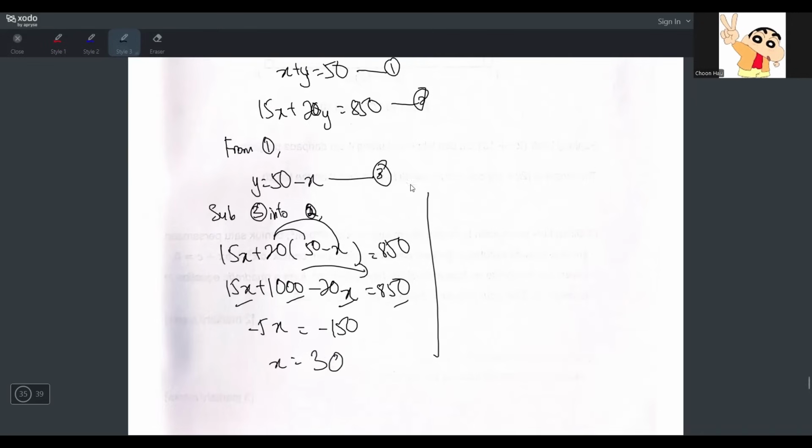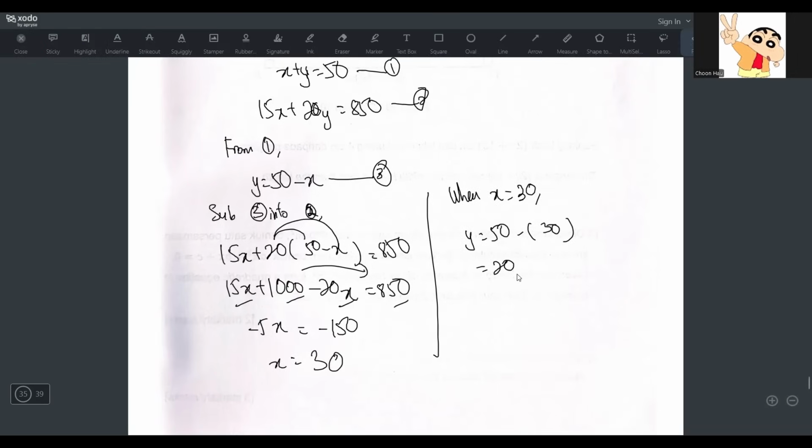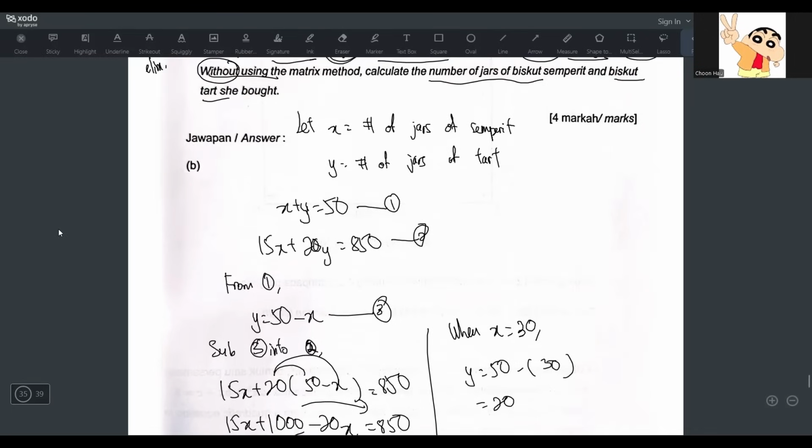Yeah. Now you get your x, how to find your y? Ganti balik dalam equation 3. So when x equals 30, you can ganti into equation 3. y equals 50 minus x. 50 minus 30 is 20. Okay, don't stop here. You will not get full marks if you just stop here. You have to check what the question says. Calculate number of jars of biscuit tart.